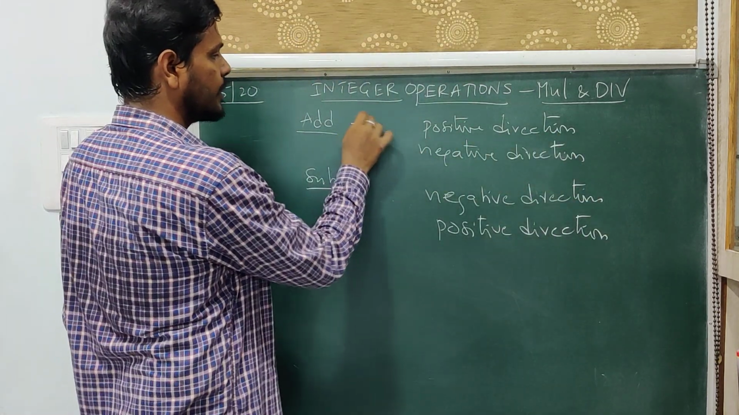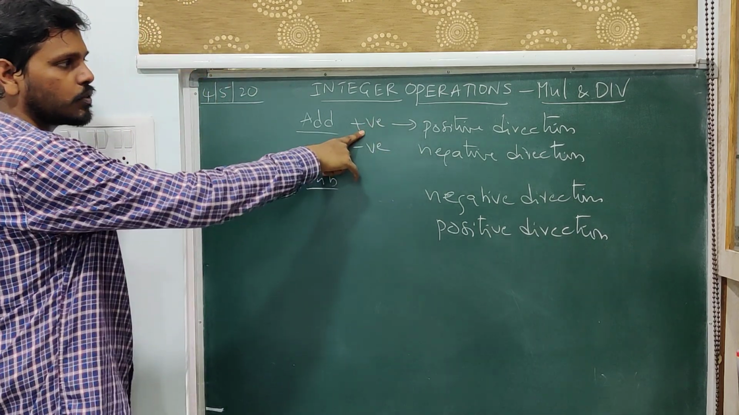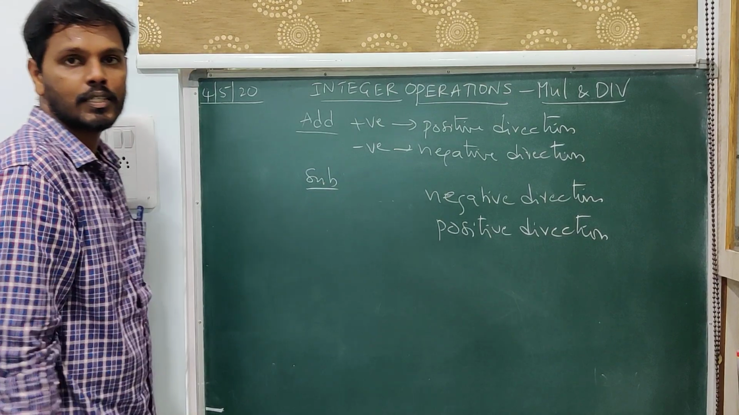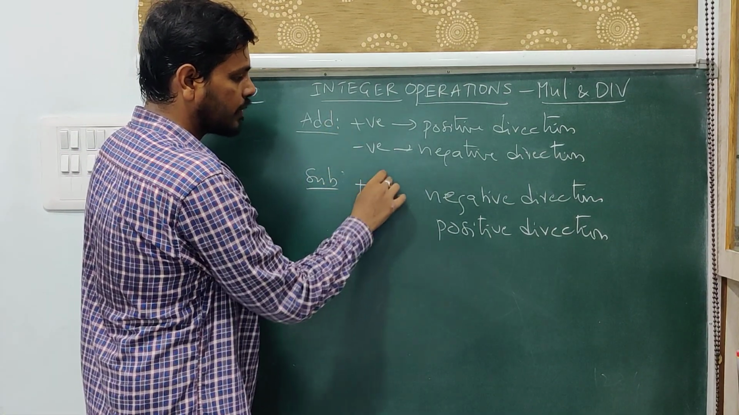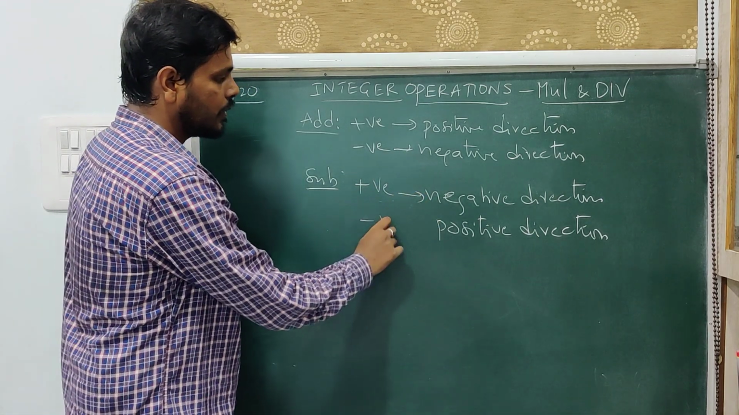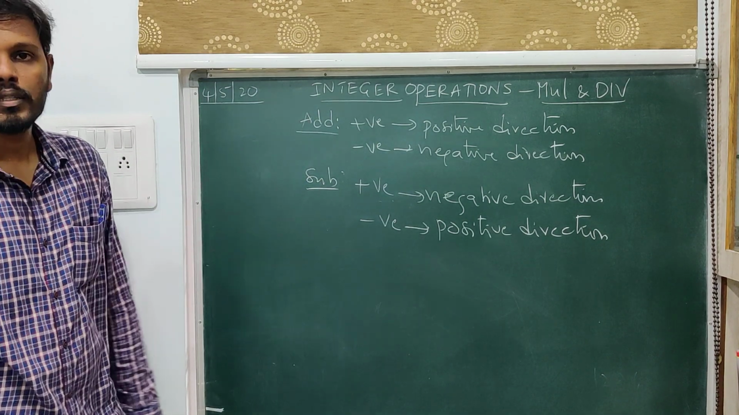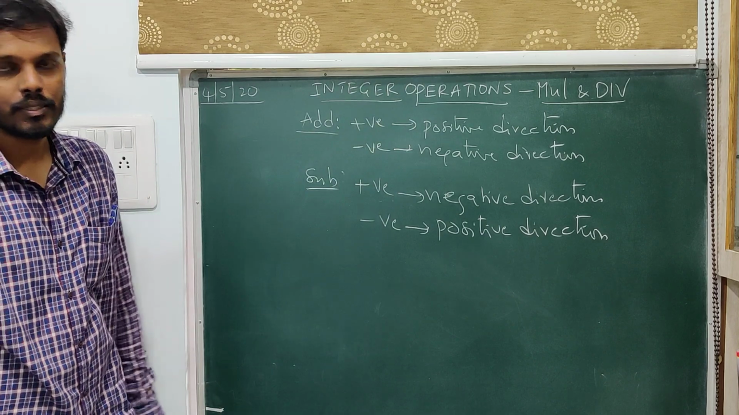Now this is with regards to a positive integer, this is a negative integer. When you add a positive integer, you move in the positive direction. When you add a negative integer, you move in the negative direction. When you subtract a positive integer, you will move in the negative direction. When you subtract a negative integer, you will move in the positive direction. So subtraction is exactly the reverse case of addition. Now using these two, I will go on to multiplication.